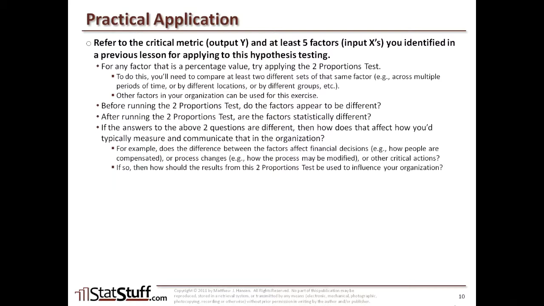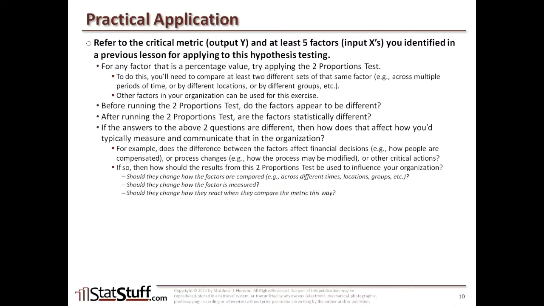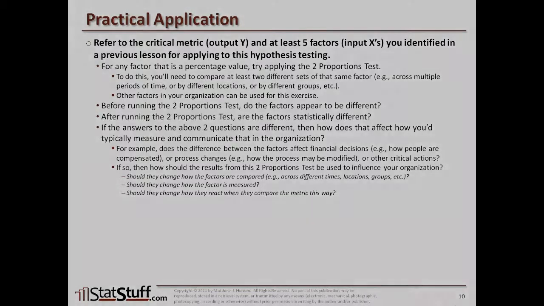If it does make that kind of change, then how should the results from this two proportions test be used to influence your organization? That is, should they change how the factors are going to be compared, like if they want to compare them across different times, locations, or groups? Or should they change how the factor is actually being measured? Or maybe they should change how they react when they compare the metric in this way.